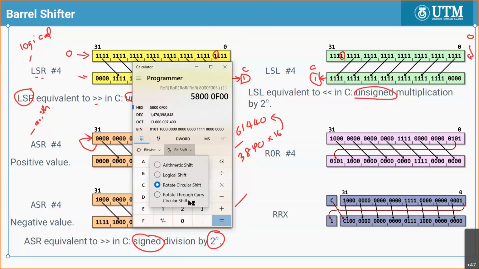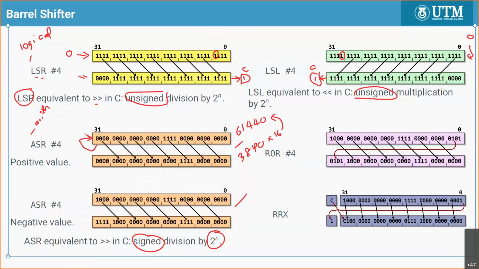Okay, so it's good that the Windows calculator is providing exactly all that is available on the ARM. So rotate through carry means that you have to declare the carry. I don't know where the carry is here. Doesn't matter. Okay, let's just rotate, see what happens. Not sure where the carry is. Looks like the carry is 1. But now instead of only 32-bit, it becomes 33-bit.